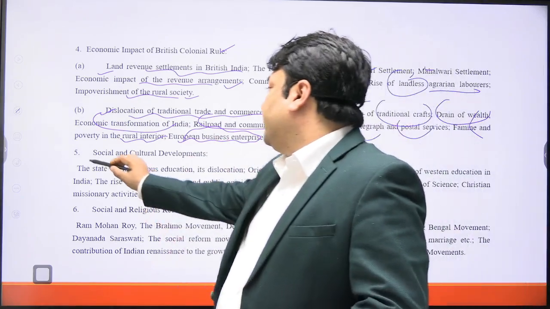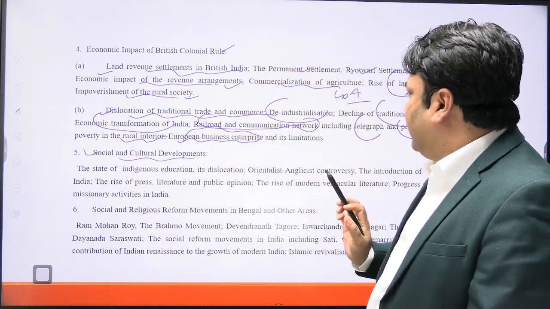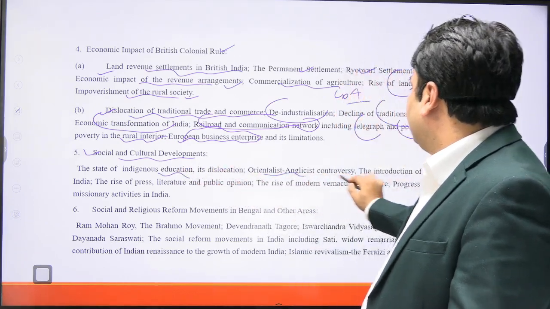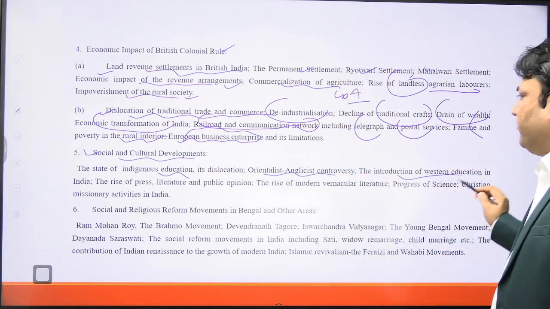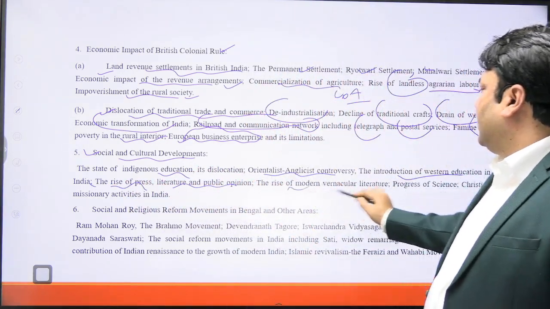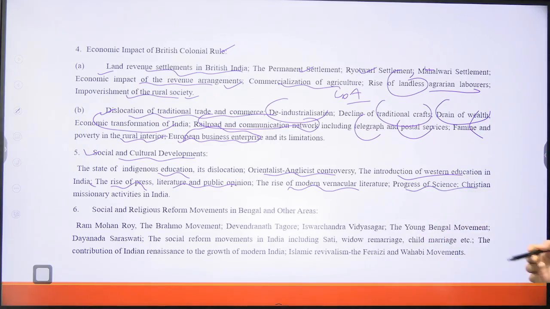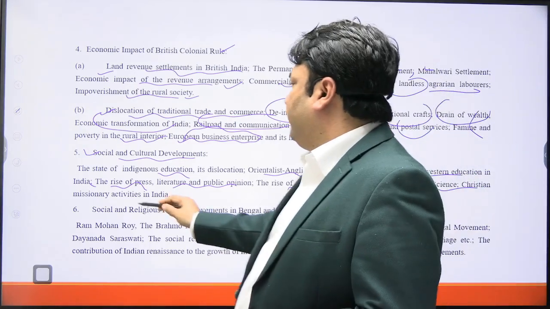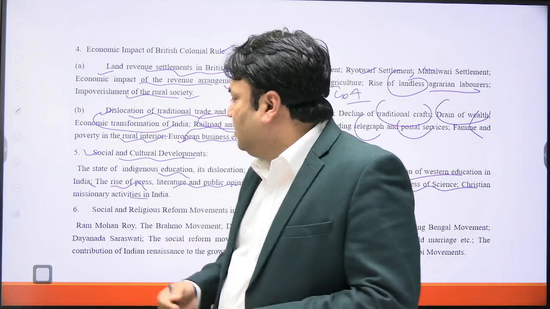And the fifth topic is social and cultural development: education, the Anglicist-Orientalist controversy, introduction of Western education in India, the rise of press, literature and public opinion, rise of modern vernacular literature, progress of science, Christian missionaries and their activities in India. This we need to read.